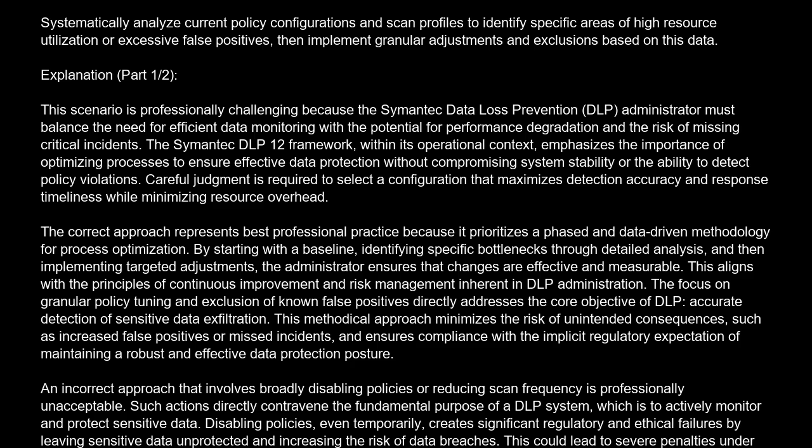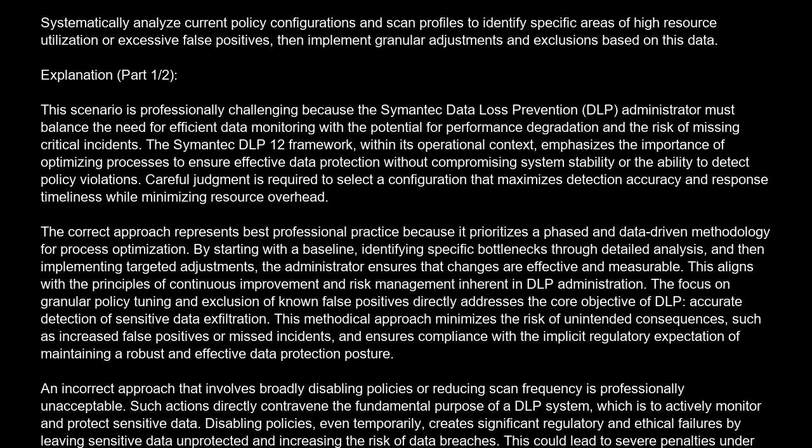The correct approach represents best professional practice because it prioritizes a phased and data-driven methodology for process optimization. By starting with a baseline, identifying specific bottlenecks through detailed analysis, and then implementing targeted adjustments, the administrator ensures that changes are effective and measurable. This aligns with the principles of continuous improvement and risk management inherent in DLP administration.